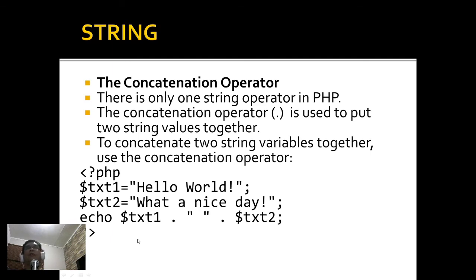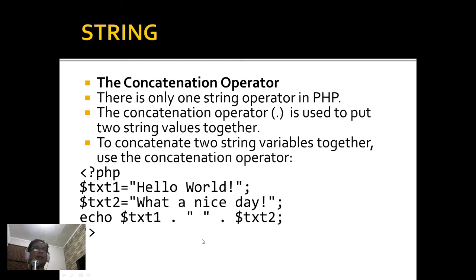String concatenation. There is only one string operator in PHP, and that's the concatenation operator. The concatenation operator is used to put two string values together, so it is used to join strings. To concatenate two string variables together, use the concatenation operator. In this example, I have txt1 equal to hello world, txt2 equal to what a nice day, then echo txt1 joined with a space. This is also a string, and then I join it with another string variable. So this will display hello world, what a nice day.